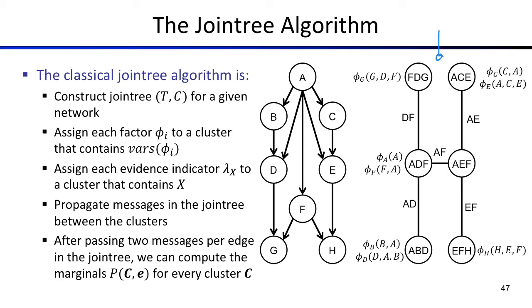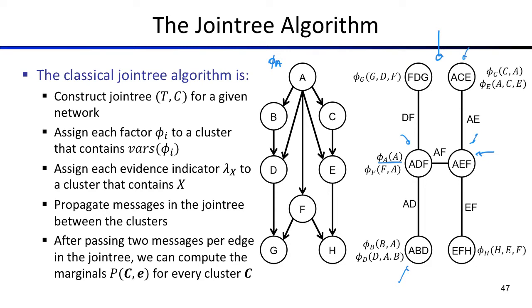So for instance, we have a factor here, phi A, and we need to map it to some cluster. It can go here, because here we mention variable A. It can go also here or here or here. We need to decide one of the clusters that we will use. So in this case, phi A is going to go to this cluster that mentions variables A, D, F. We could go to another cluster, that's true. We could go here, for instance, that is true. We can do that. We just need to decide where the factors will go, and this will not interfere in the final results of the algorithm.